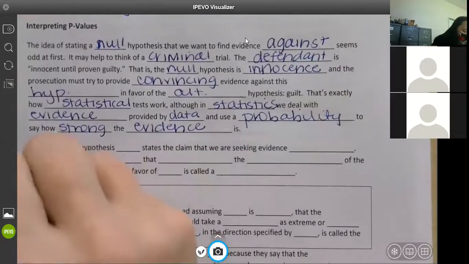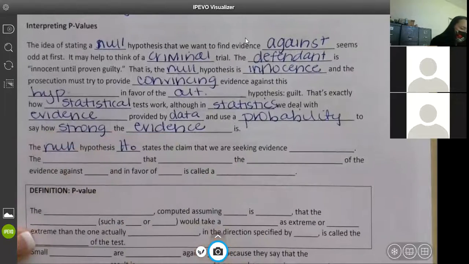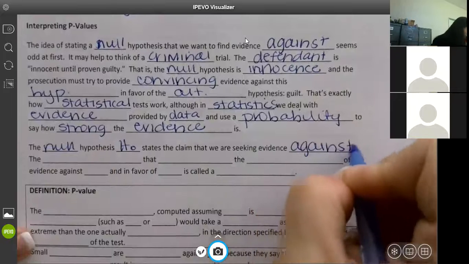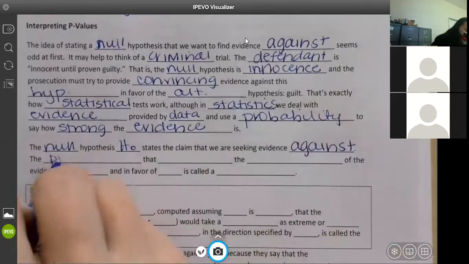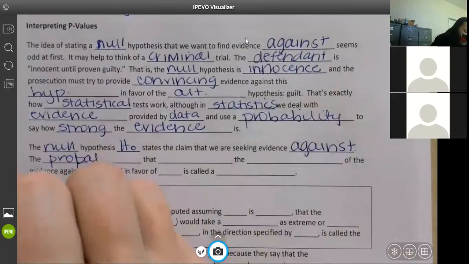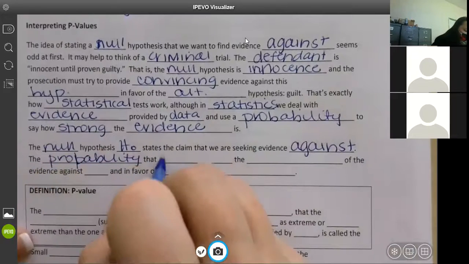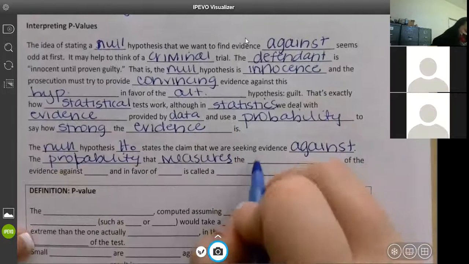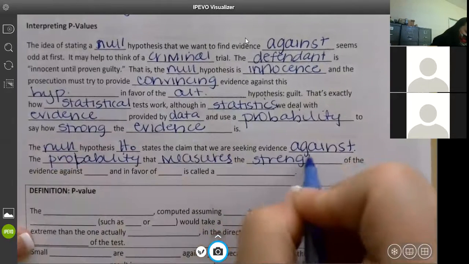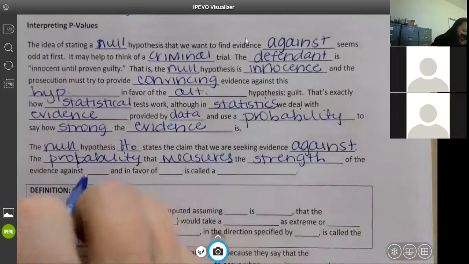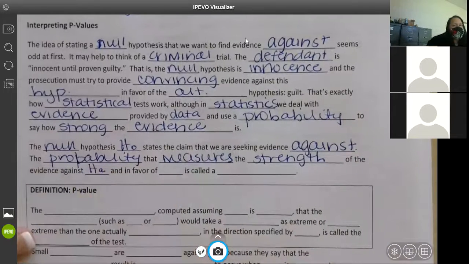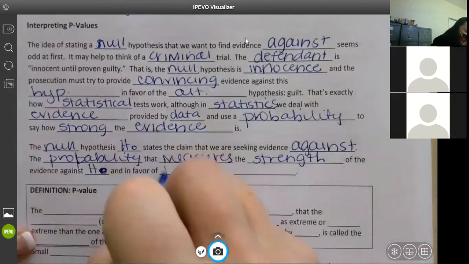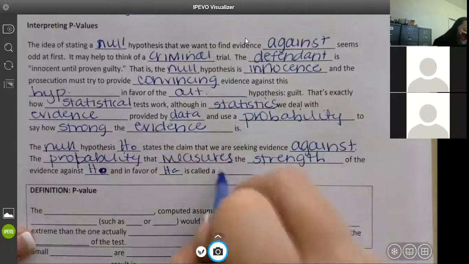The null hypothesis, H sub O, states the claim that we are seeking evidence against. The probability that measures the strength of the evidence against H sub O, in favor of H sub A, is called a p-value.